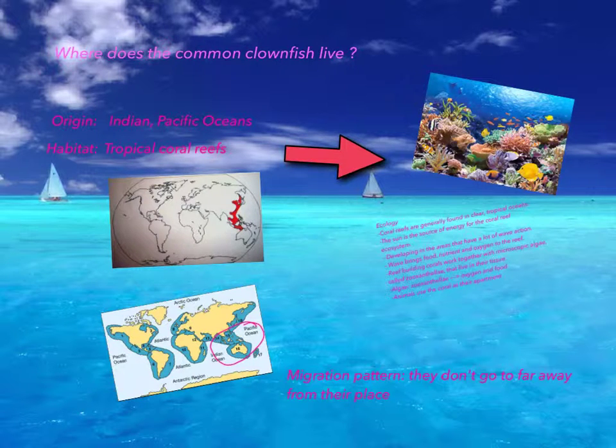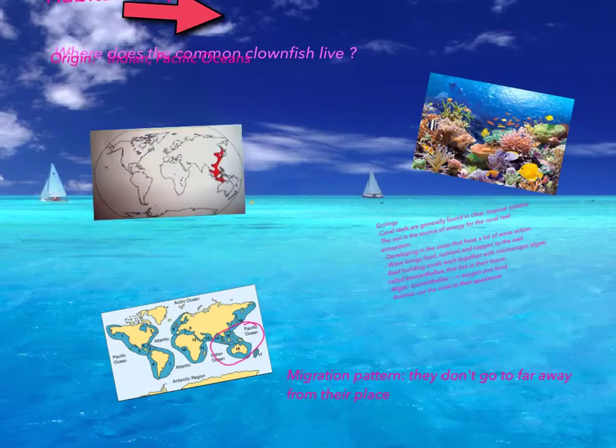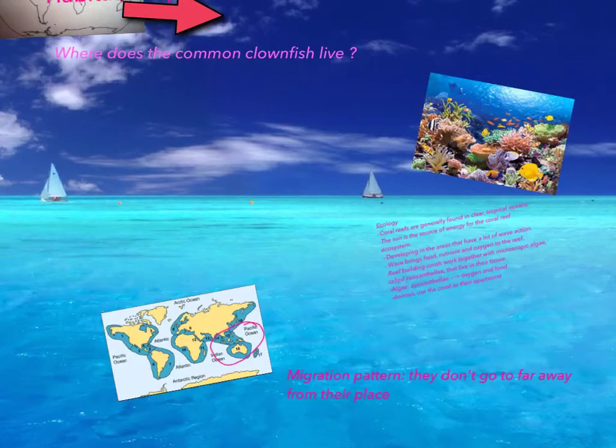So, where does the common clownfish live? They live in the Indian and Pacific Oceans because they like the warm water there. Their habitat is the tropical coral reefs. So, I'm going to talk about the ecology of coral reefs right now. Let me clean this real quick.